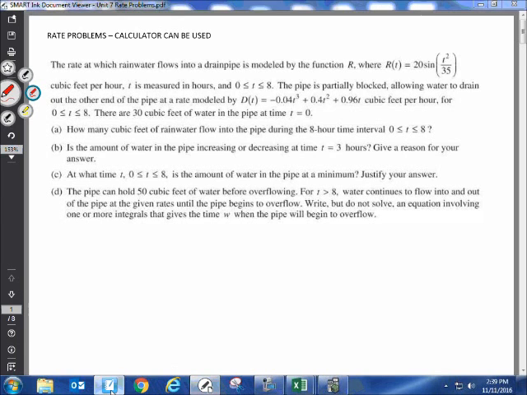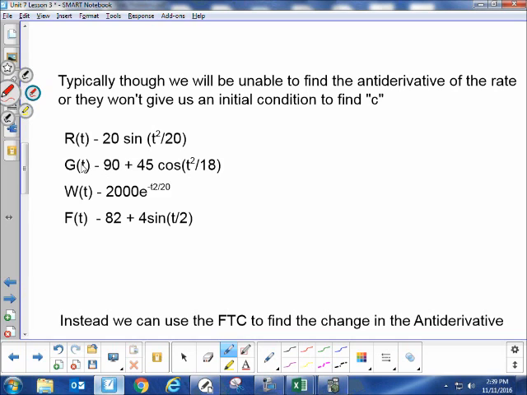If I look at some other ones, this is the gravel. I'm not going to be able to take the antiderivative of this. W, you'll see, is 2000 e to the t squared over 20. Not going to be able to take the antiderivative of that. I can take the antiderivative of this, but maybe I don't have an initial condition.